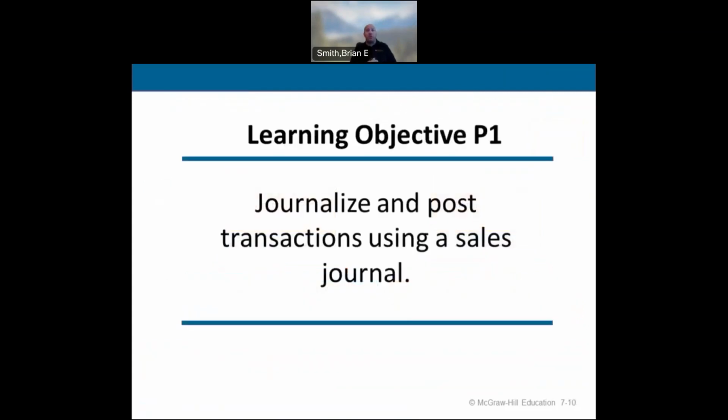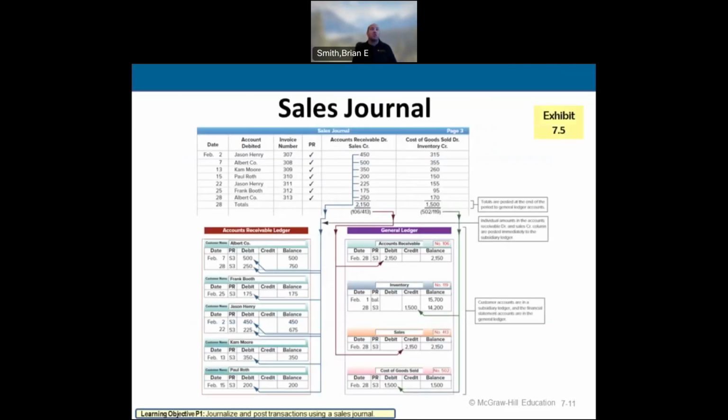Now, how do we do this? How do we journalize these transactions using these different journals? Well, we're going to go through each one of those. Here is the sales journal, all right? So when we do this, we have that line up here at the top. We're going to have the date. We're going to have the account debited. This is the subsidiary ledger account. The invoice number, and the PR is whether we posted it, so that would be checked if it's posted.